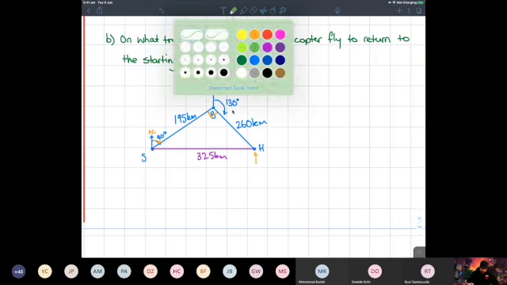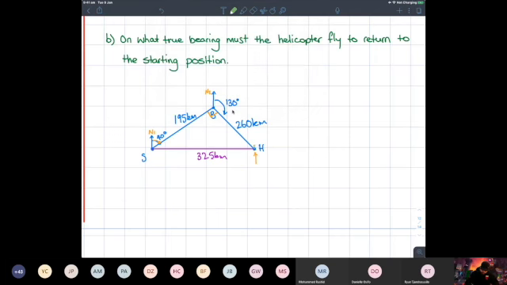So if I draw this in green, what that means is starting at the helicopter, look north and rotate clockwise until you see the line that takes you back to the starting position. So that's what we've been asked to find. I'm going to call that north 3. So before we can do any of that, let's add some more information.